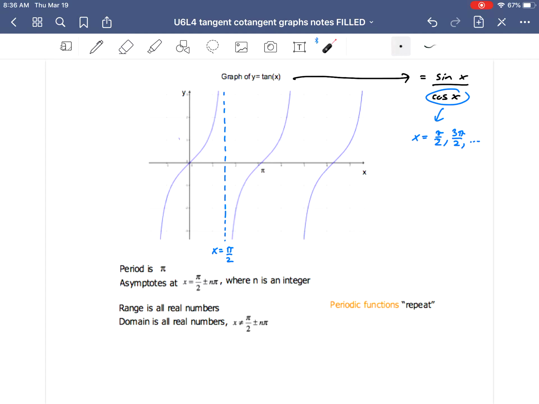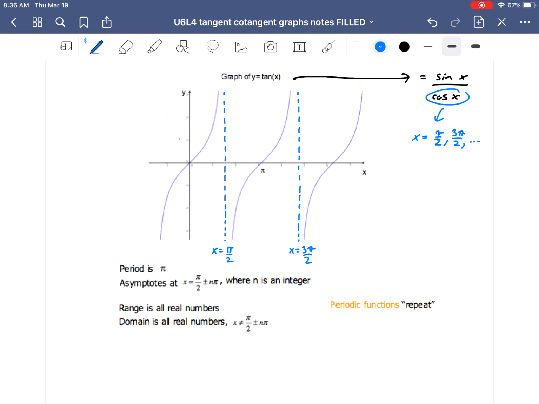If we look, here's 1, here's 2, so this is about 1.57. The next asymptote here is going to be at 3 pi over 2. So I'm going to plot that also. That's roughly, I don't know exactly, but I'm going to put it there. x equals 3 pi over 2.